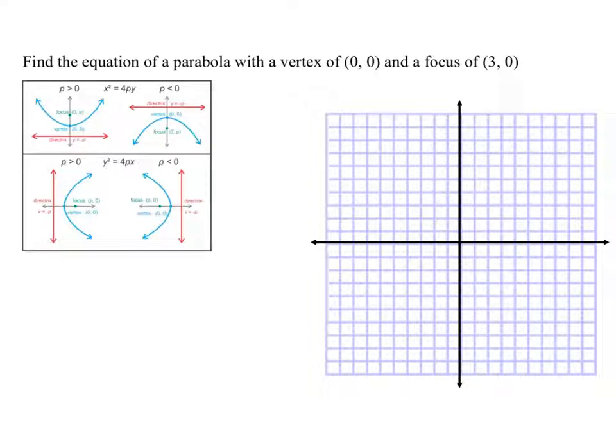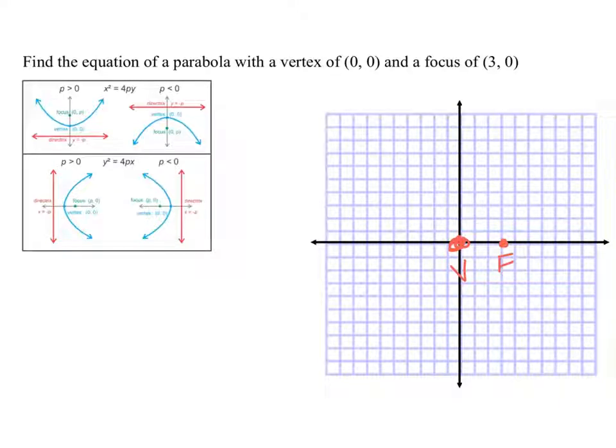So in this video, we're actually going to figure out some equations for parabolas. Find the equation of a parabola with a vertex of (0, 0) and a focus of (3, 0). Let me start by just plotting these points. The vertex we said is here. I'm going to label that with a V. And the focus is here. Label that with an F.